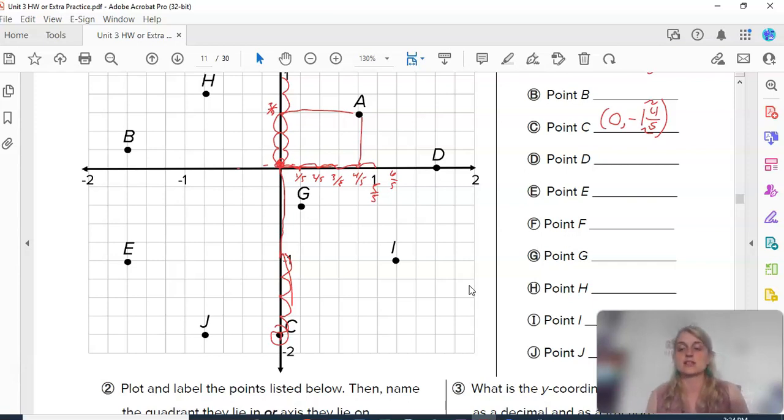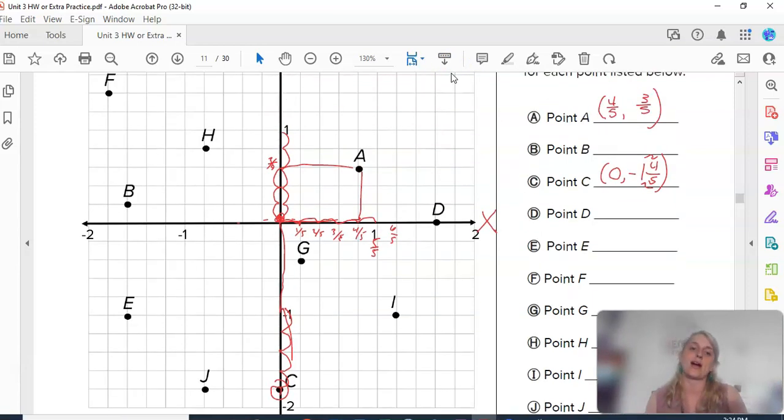So that's what you're doing for the rest of these. Every single one of them needs both parentheses. Every single one of them needs a comma. Every single one of them needs the x-axis to go before the y-axis.